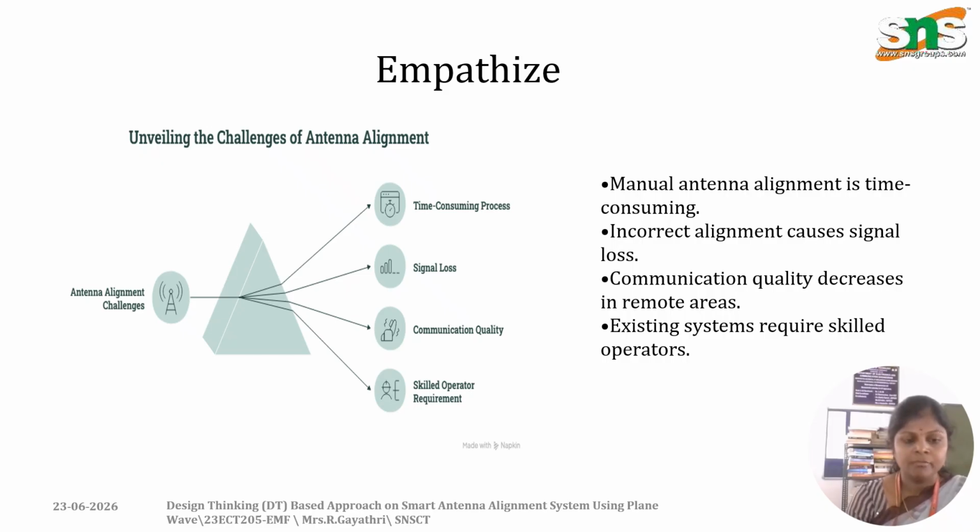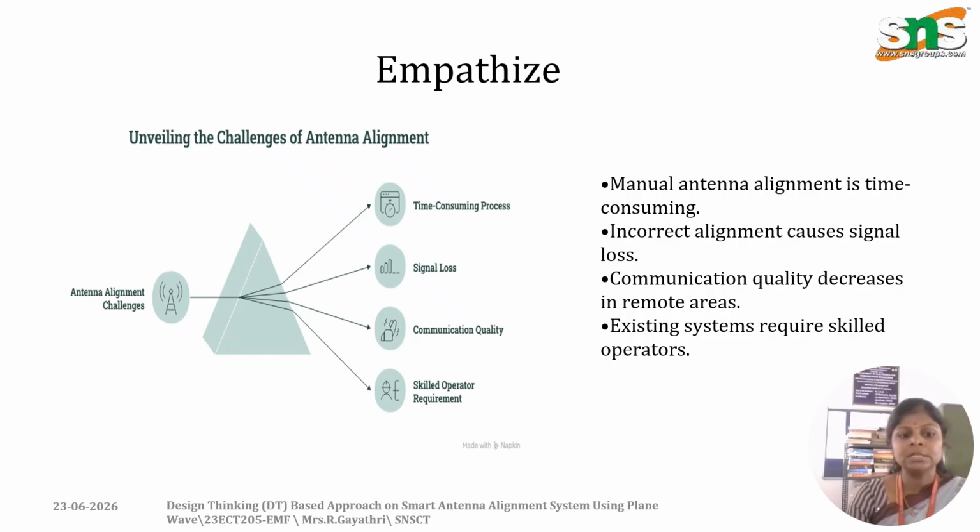Antenna alignment is majorly important in electromagnetic wave propagation. The empathy point of the user is that aligning the antenna manually is a time consuming process. The major drawback is the time consumed, and also when we align the antenna manually, we can get signal losses. When there are signal losses, the communication quality is also reduced, and when we align the antenna manually, experts are required for this particular antenna alignment.